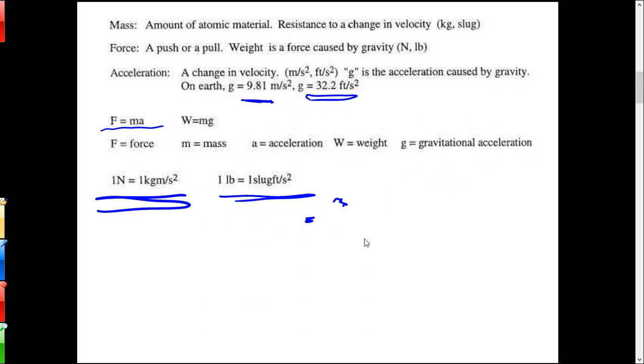Okay, some basic definitions. Mass is the amount of atomic material, which is also a resistance to a change in velocity. In the metric system, it's measured in kilograms. In the English system, which we use in this country, it's measured in slugs. Kind of an odd unit, okay? So kilogram in the metric system, slugs in the English system. I hope I said that right, but there you go, okay? So a slug is kind of an unusual unit, but it is the mass unit in the English system.